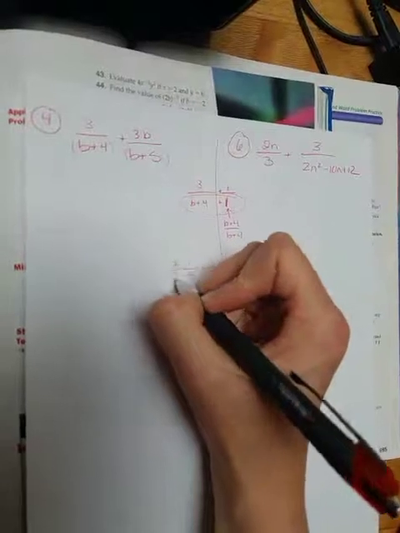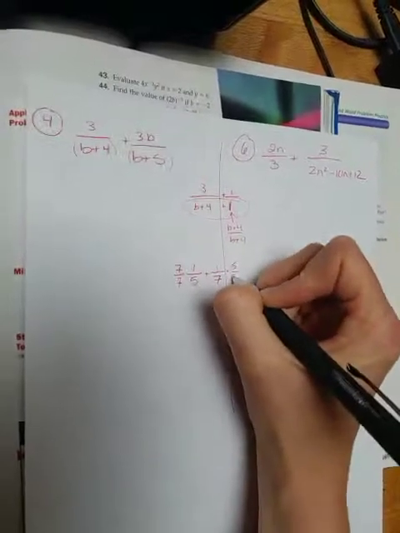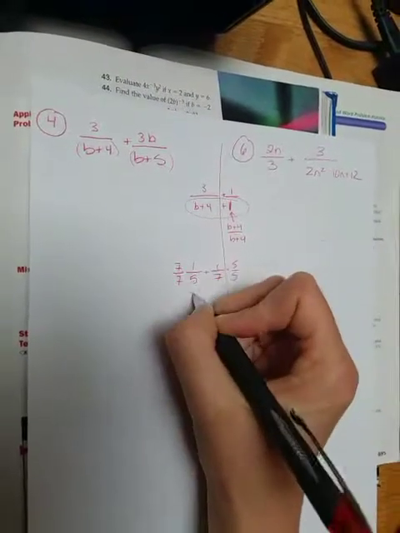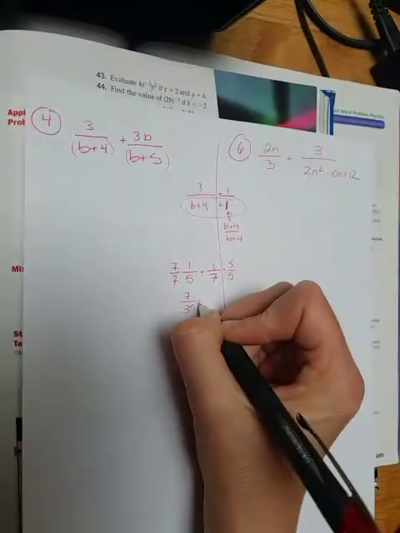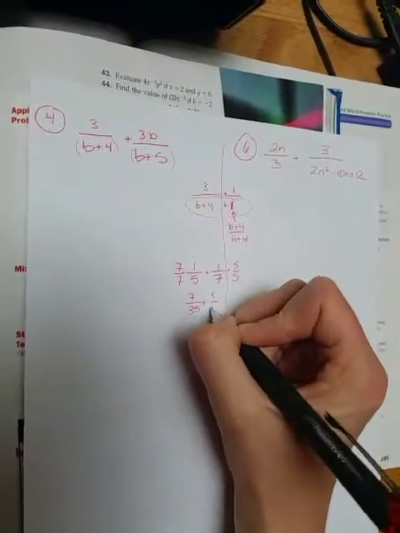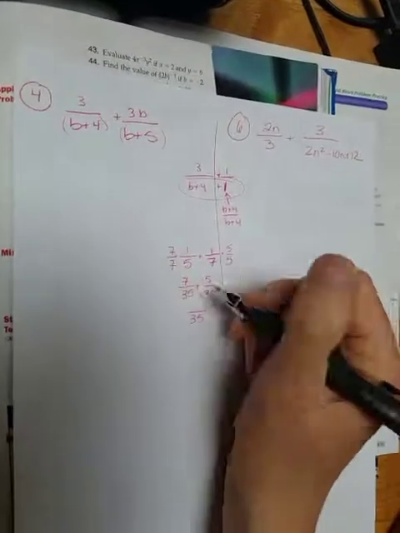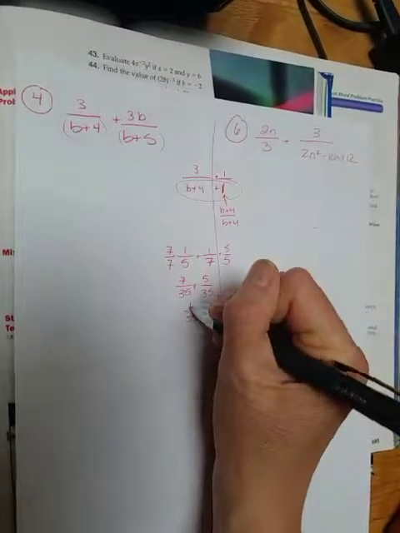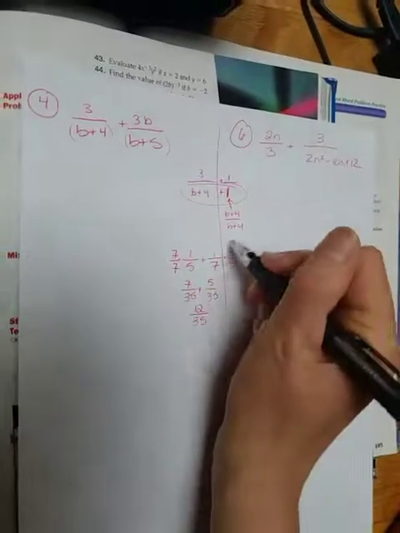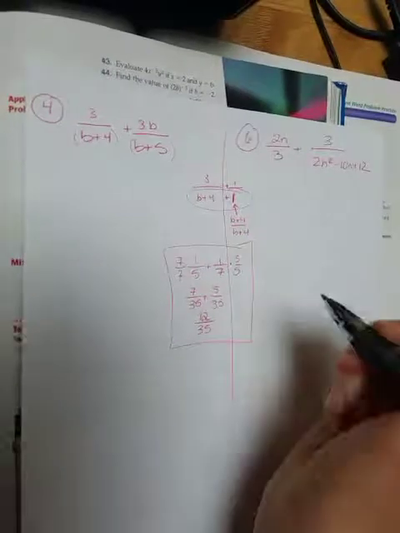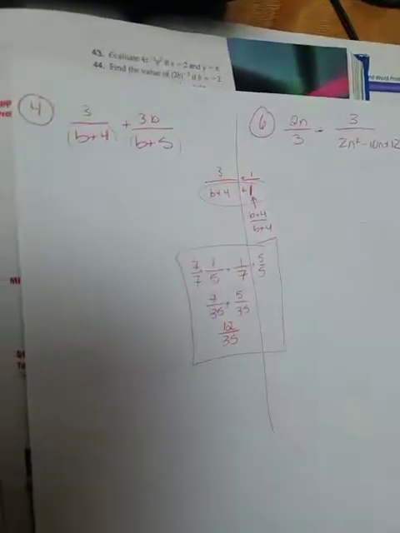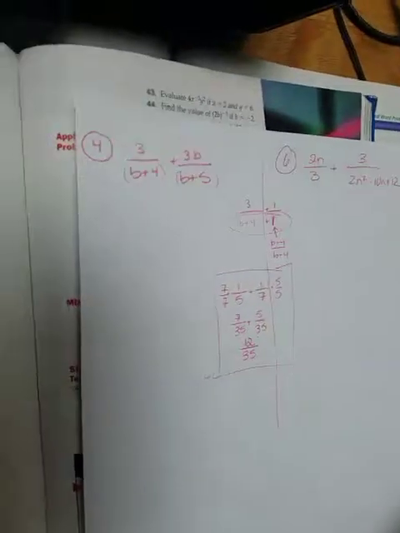So I'd have to multiply this one by 7 over 7 and this one by 5 over 5. 7 times 1 is 7 over 35 plus 1 times 5 is 5 over 35. The denominators are the same, so I write 35, and then I add 7 plus 5 to get 12. So that's a little review of how you deal with fractions in general. Now let's look at the more complicated ones.